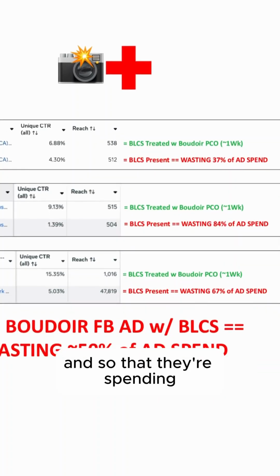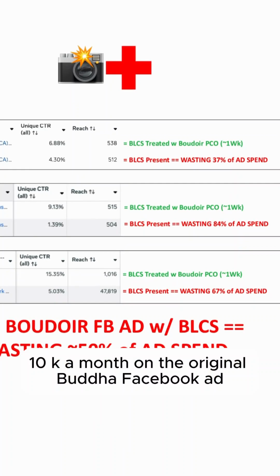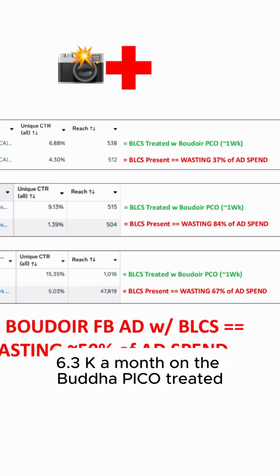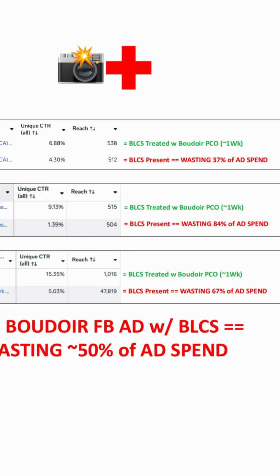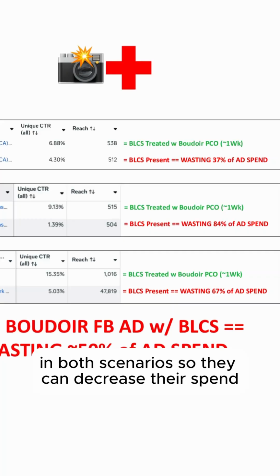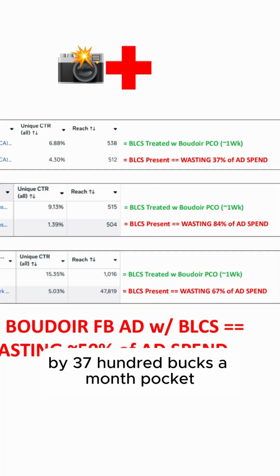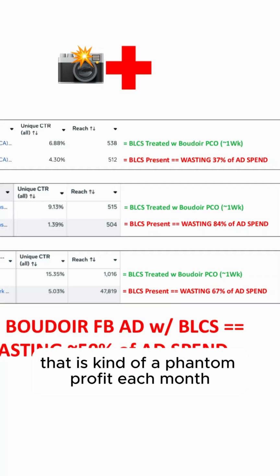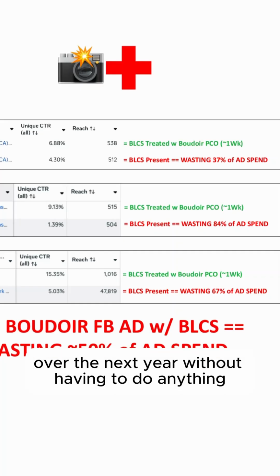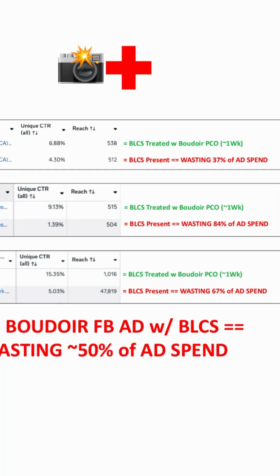And so they're spending 10K a month on the original Boudoir Facebook ad. Now they only need to spend 6.3K a month on the Boudoir Pico treated Facebook ad, and they'll get their ad into the same number of women's brains in both scenarios. So they can decrease their spend by $3,700 a month, and pocket that as kind of a phantom profit each month. That's like 40K over the next year without having to do anything.